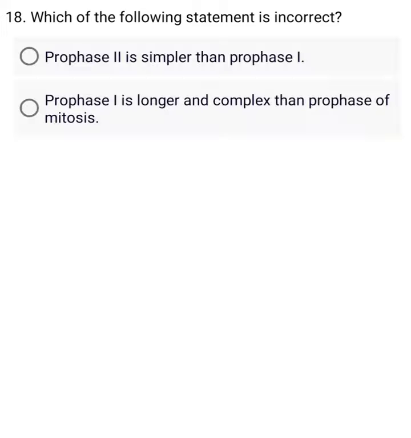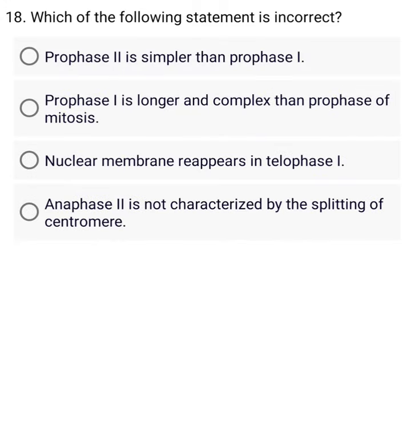Which of the following statements is incorrect? A. Prophase II is simpler than prophase I. B. Prophase I is longer and more complex than prophase of mitosis. C. Nuclear membrane reappears in telophase I. D. Anaphase II is not characterized by the splitting.